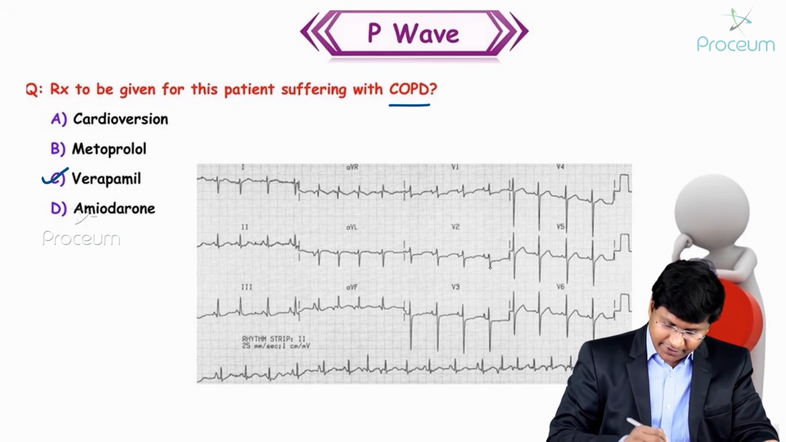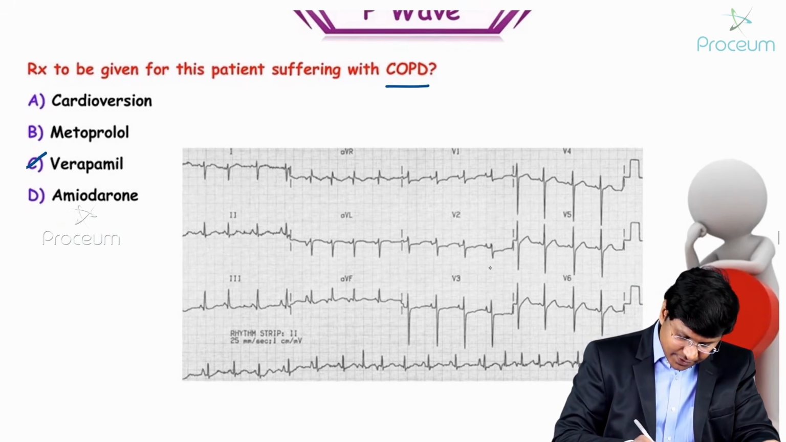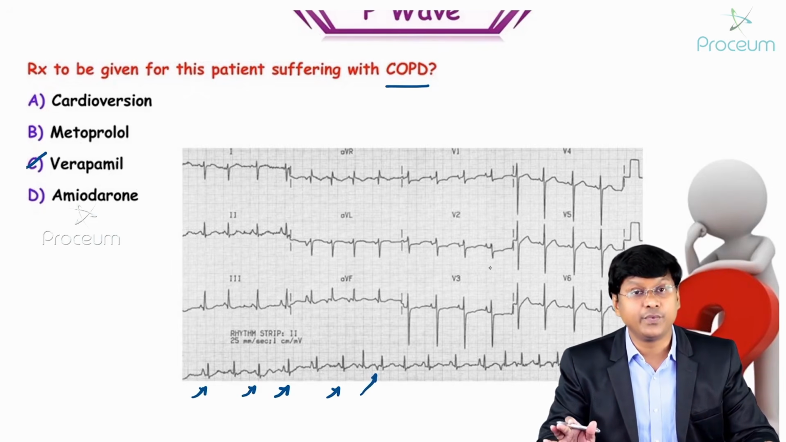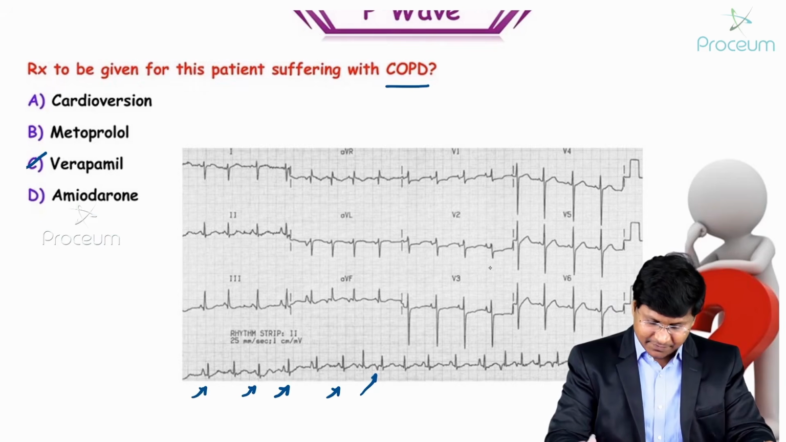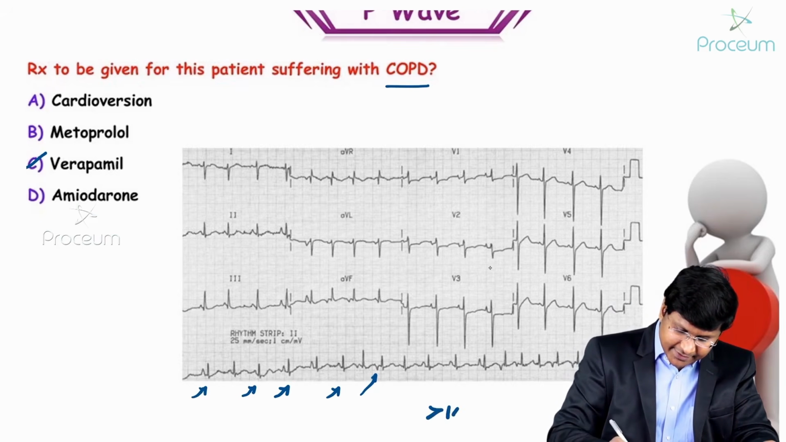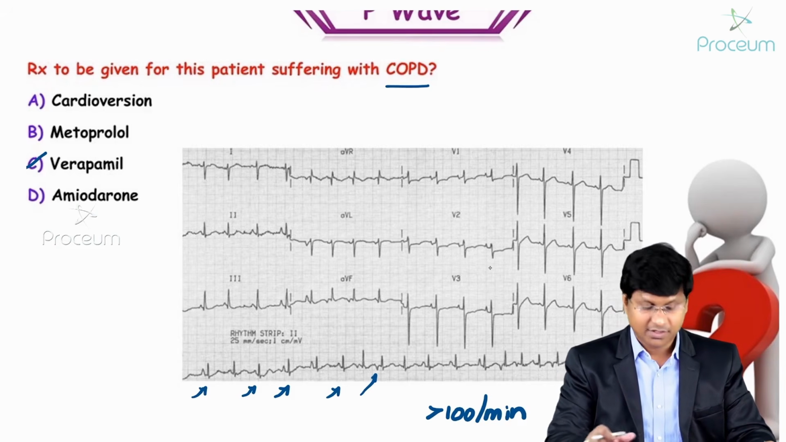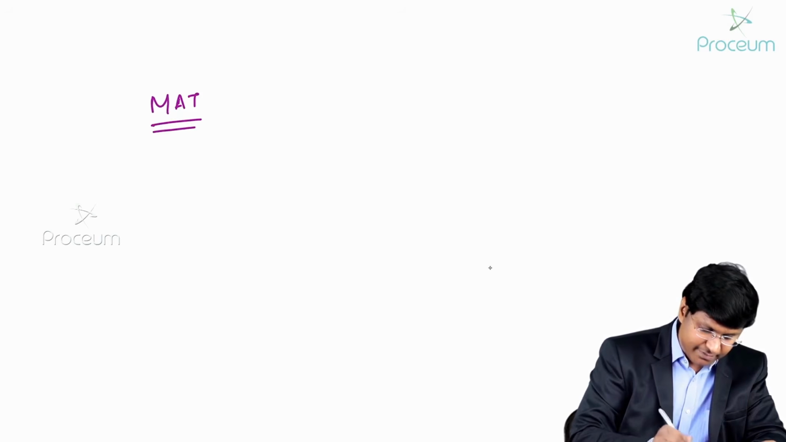First of all, what is this ECG? If you closely observe the P waves, you have variable P wave morphologies. All the P waves are not of similar morphology. Now, on top of that, the heart rate is more than 100 per minute. We have a clinical entity called multifocal atrial tachycardia, that is called MAT.